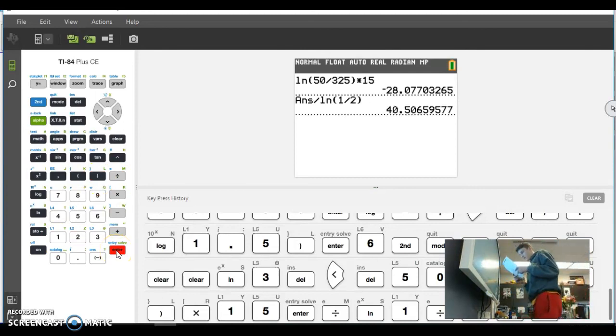It doesn't really say how to round, so just round it to the nearest tenth. So it's going to be 40.5 minutes for the time it takes for the amount of aspirin to drop below 50.